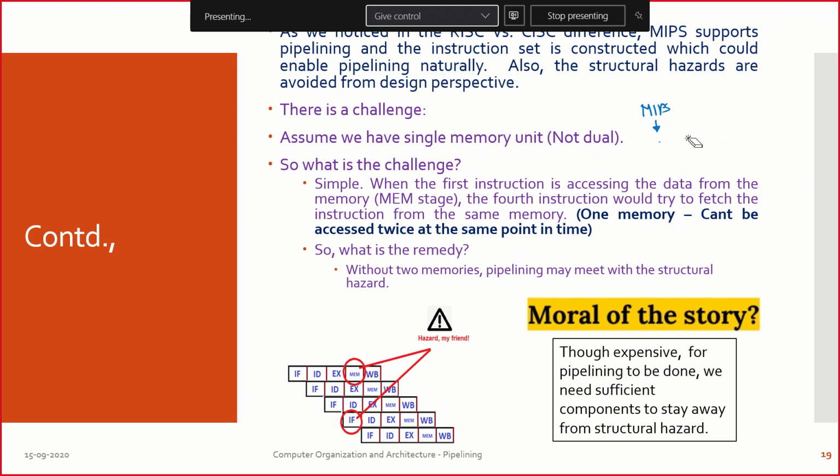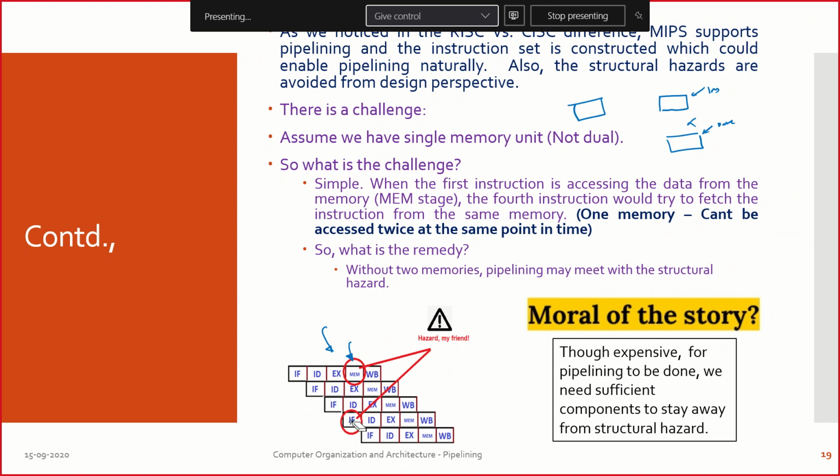Now we will assume that we are having only one memory unit. We are not having multiple memory units. I mean dual memory units are not available, one for instruction memory and one for data memory for instance, and we do not have it that way. We have only one memory. Now what happens? Let's assume this same scenario. When the first instruction is executed and memory is accessed in the first instruction in the fourth stage, the fourth instruction will also need to access the memory to fetch the instruction.